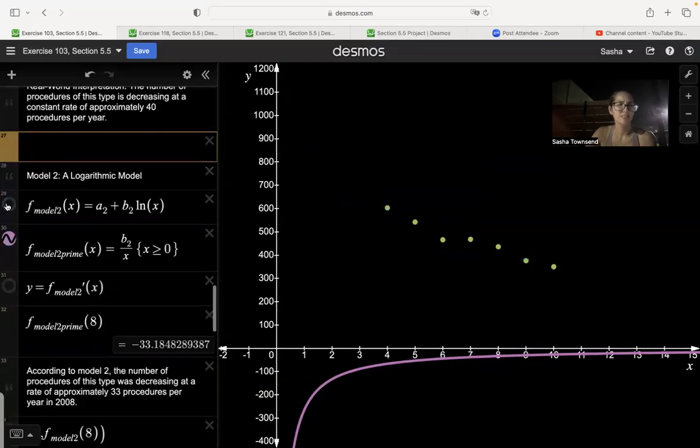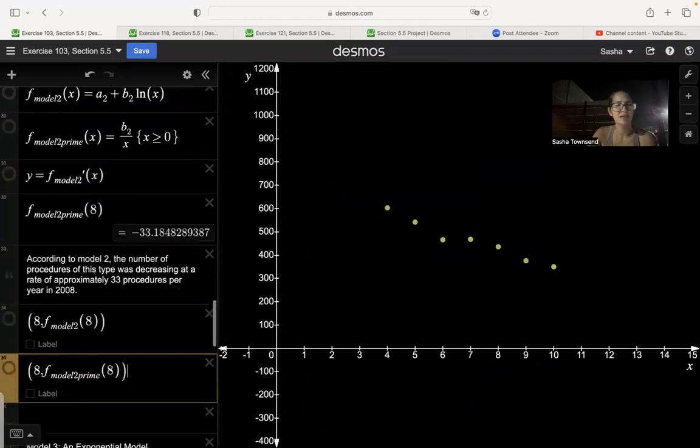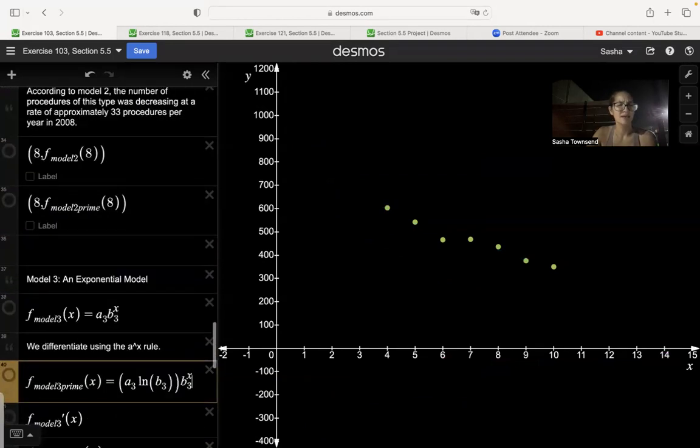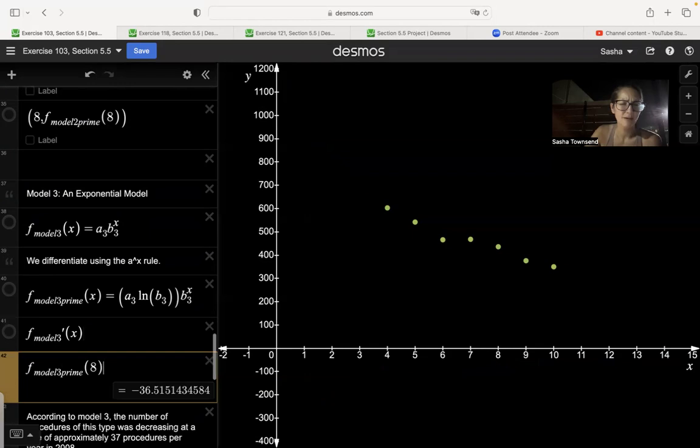So really all we're doing is finding appropriate models, saying which one do we like best or which one do we think fits the data best. And then after that, we are differentiating using our basic rules and then interpreting that derivative value at a particular x value in terms of the real world interpretation of the variable y and the variable x.